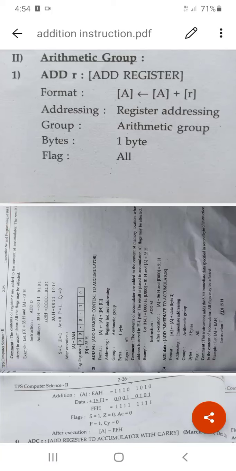Friends, today we are going to learn about the arithmetic group of instructions. There are addition, subtraction, incrementation and decrementation instructions in the 8085 arithmetic group. Multiplication and division instructions are not directly present in the 8085. We perform multiplication and division using addition and subtraction only.